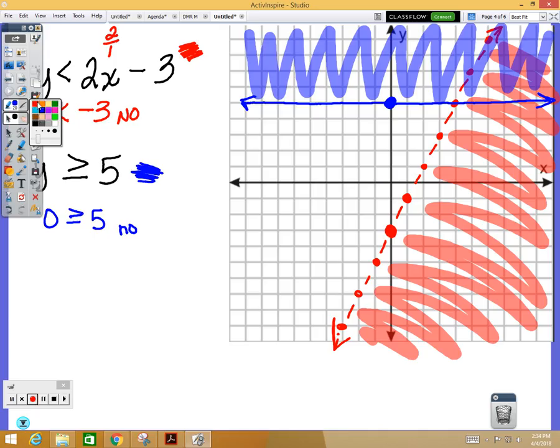Now this graph goes on in all directions, continuously and indefinitely. So it really is more than just this little section, but on my graph, that's all I have space for, okay?